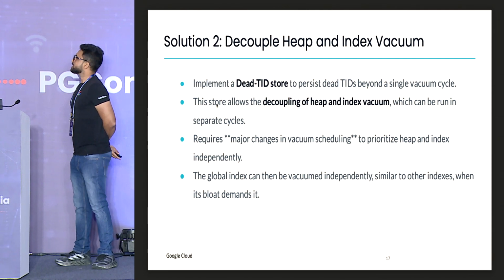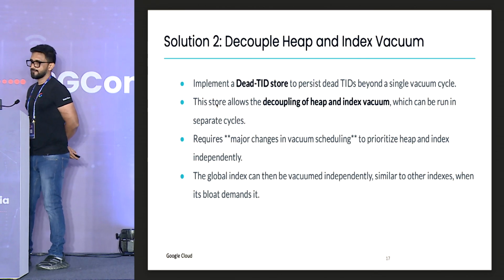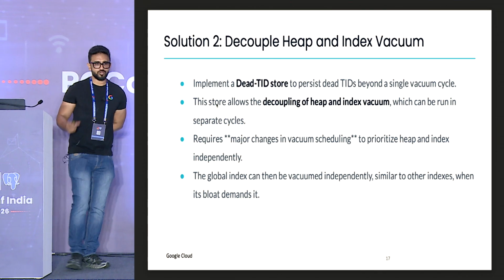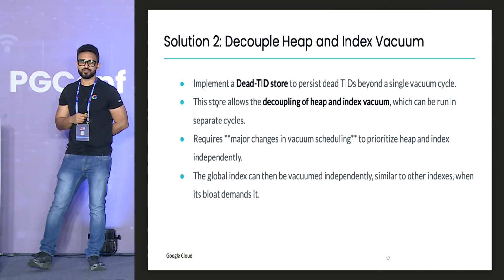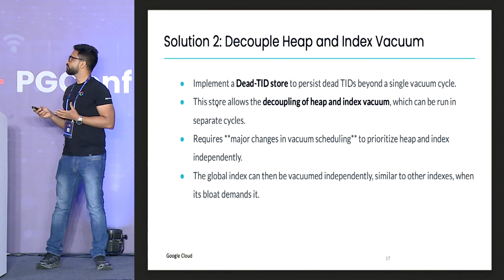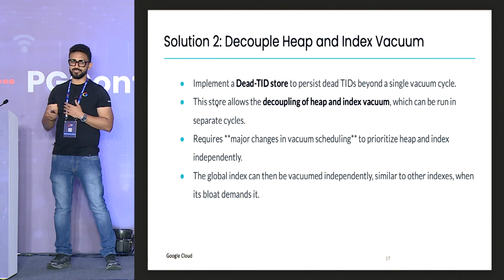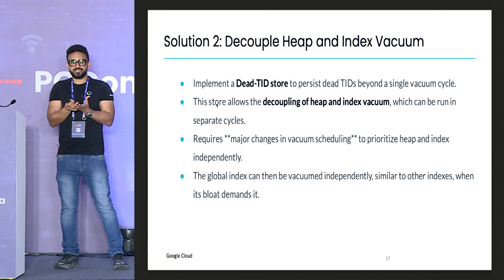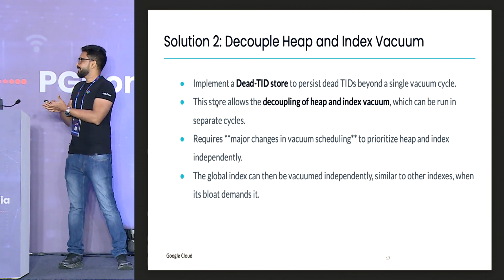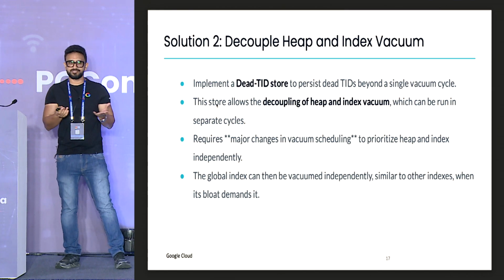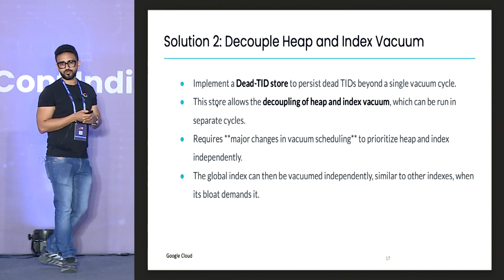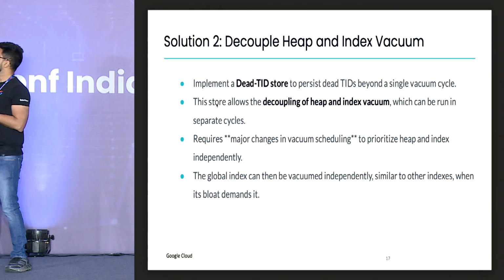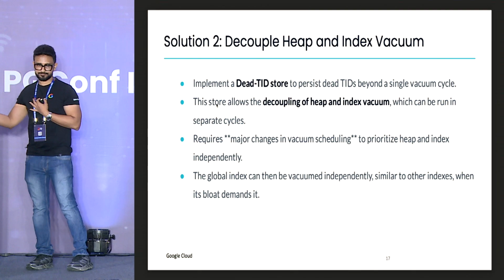The second solution is decoupling of heap and index vacuum. It means we will solve the problem from the core itself, so that we will not need to vacuum the index along with the heap. For that, what information are we getting from the heap vacuuming that is forcing us to do the index vacuuming? It is the dead TIDs, right? So if we persist the dead TIDs across the vacuum cycle in permanent storage, it means you are not forced to vacuum the indexes.